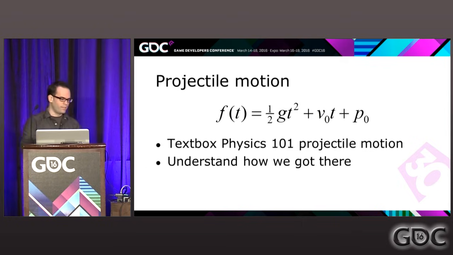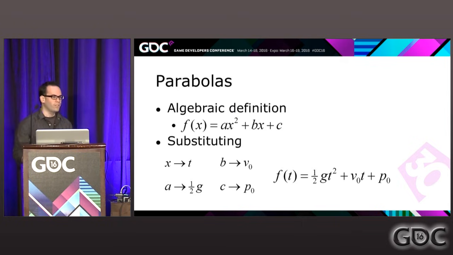Now this equation has another cool property, which is that this is a parabola. Algebraically, we can define a parabola as f of x equals ax squared plus bx plus c. And substituting these values, you can see that our projectile motion formula does fit that description.